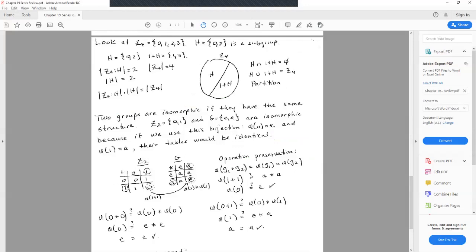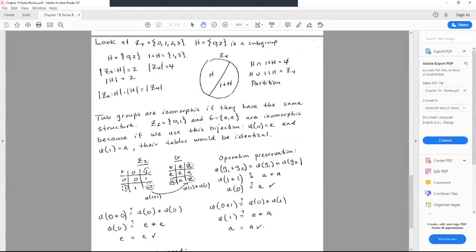Let's take a look at Z4, where Z4 is the set containing the integers 0, 1, 2, and 3. And if we look at H, where H contains the elements 0 and 2, this is a subgroup. We can verify that, because if we add 0 plus 0, we get 0, 2 plus 2 is 0, and 0 plus 2 is 2. We have closure, we have inverses. Each element is its own inverse. And again, by the CI property, we know that we have a subgroup here.